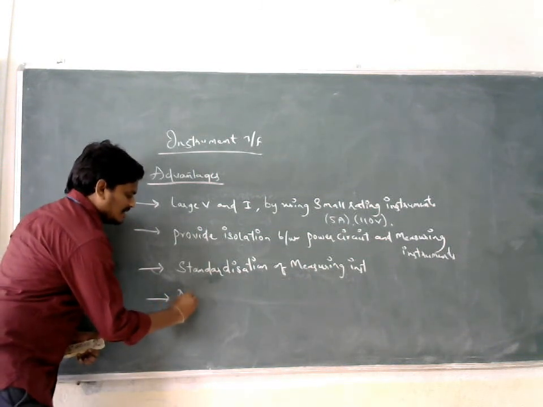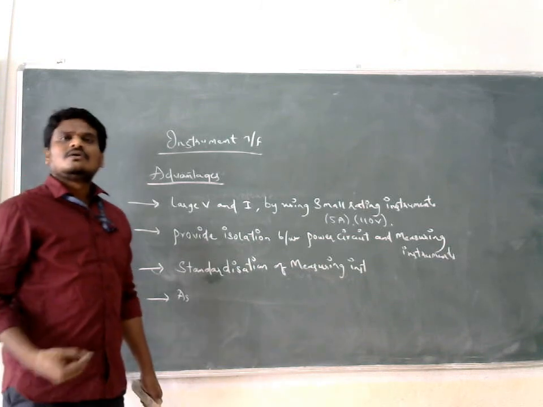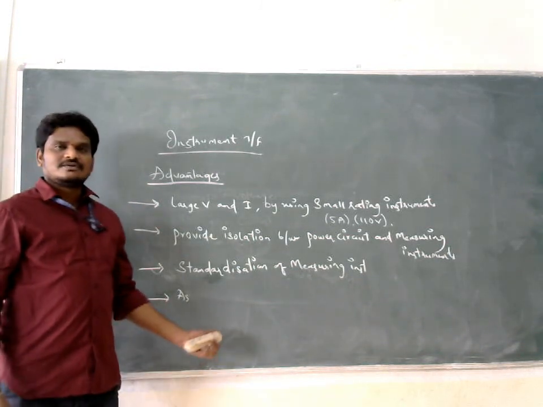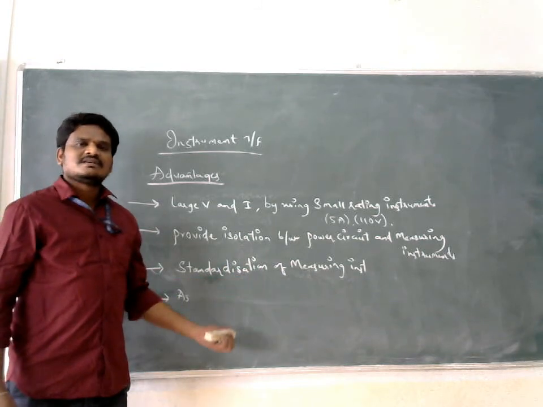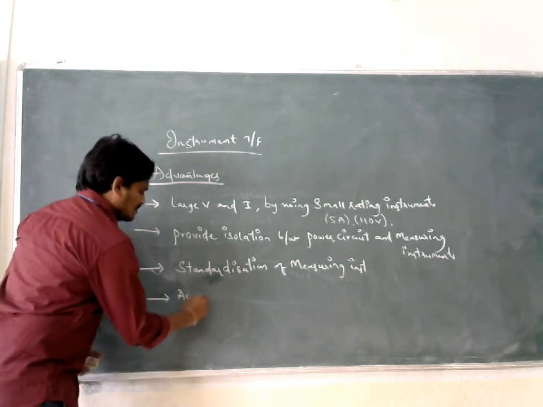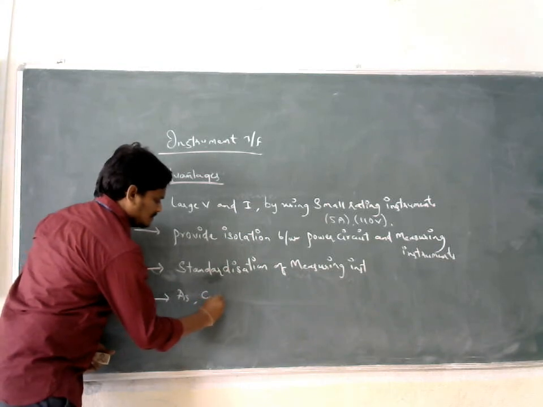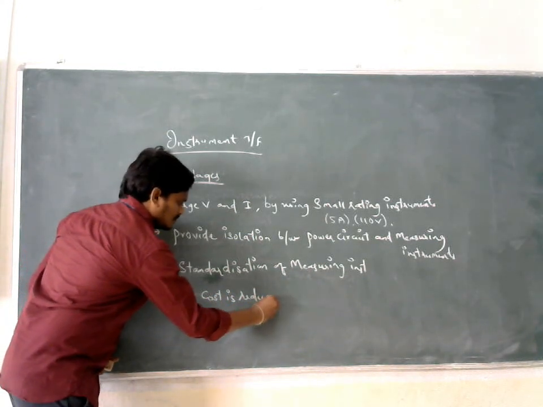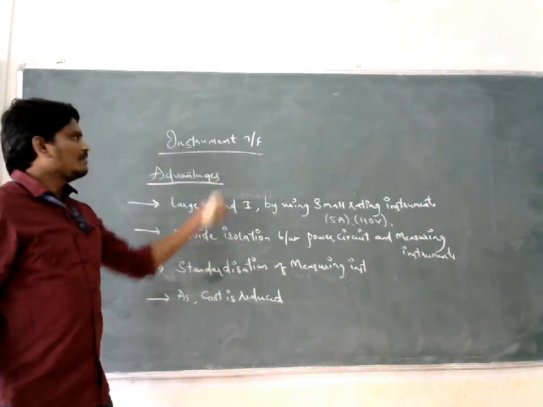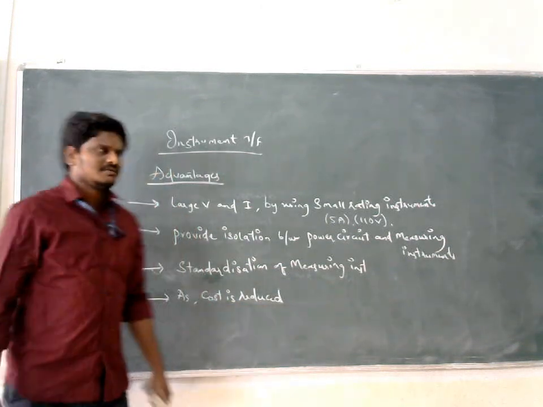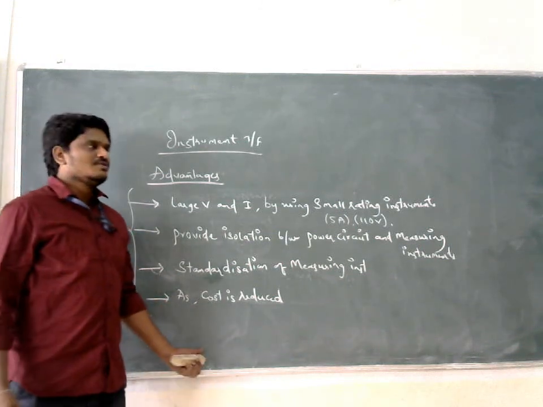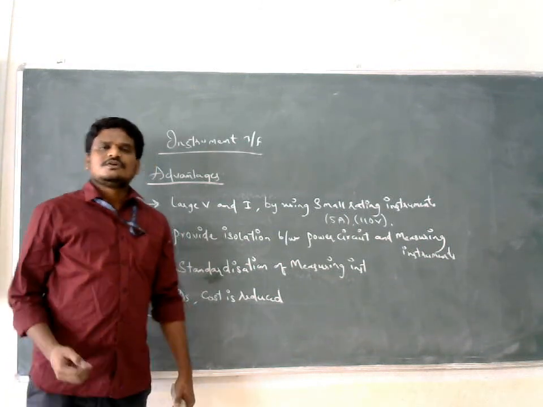As instrument transformers are used at low voltages and low currents, cost is reduced for manufacturing this instrument transformer. These are the 4 major advantages of using an instrument transformer.